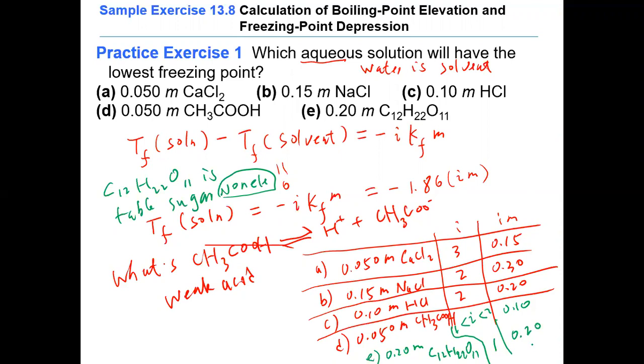See here the equation. We see our TF solution will equal this number. Okay? So how much negative your freezing point of solution, they all have negative 1.86 times i m. So what do you think? Which one will have the lowest or the most negative TF solution?